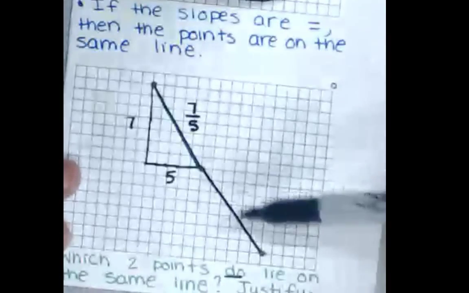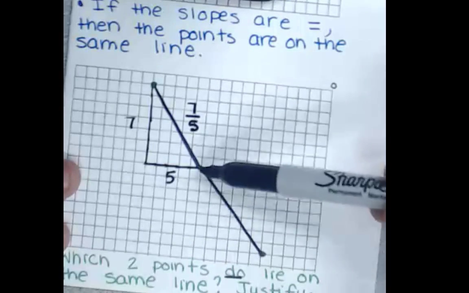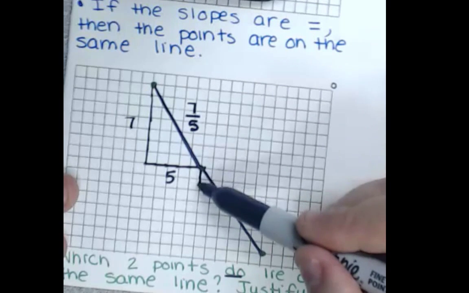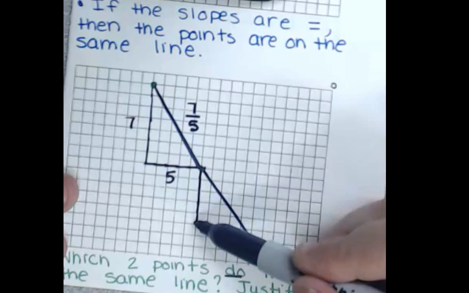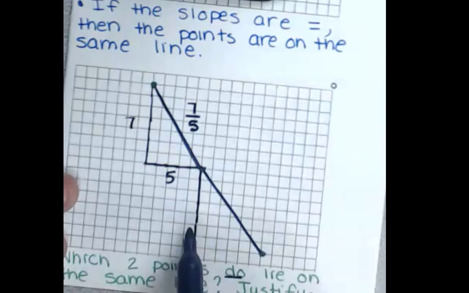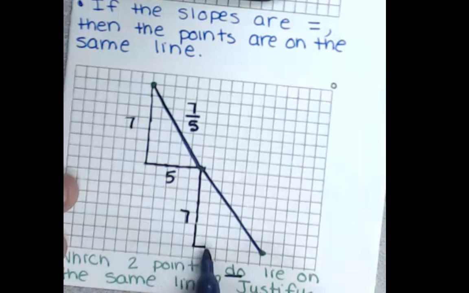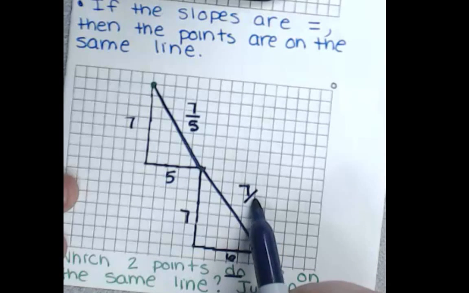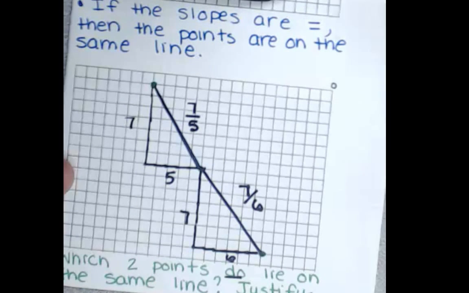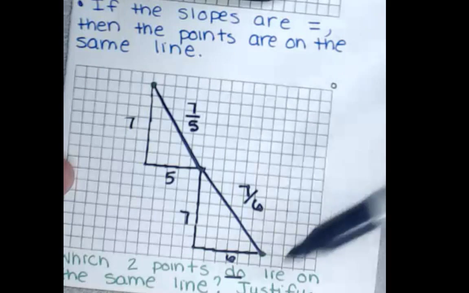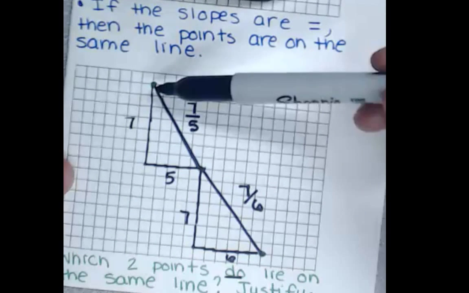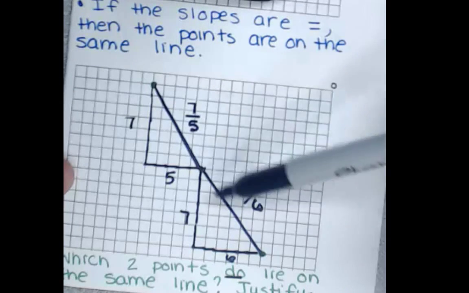Now we must determine if these 2 points have the same slope. 1, 2, 3, 4, 5, 6, 7 is the rise. 1, 2, 3, 4, 5, 6 is the run. So this slope is 7 over 6. As you can see, these 3 points do not lie on the same line because the slopes are not equivalent from all 3 points.